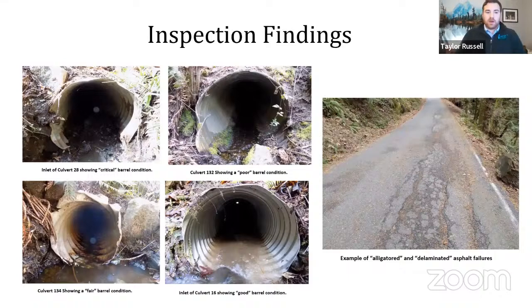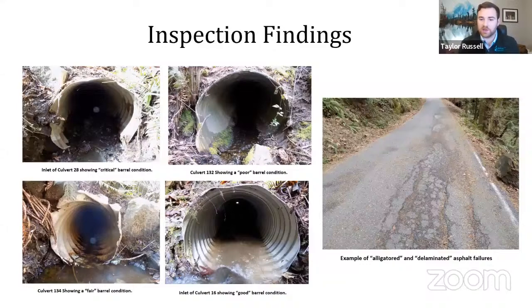So here's our findings. Here are some pictures of different culverts in different conditions. On the top left, you can see that culvert 28 has a critical barrel condition. We definitely found quite a few of these, unfortunately, where basically the bottom was completely gone, completely rusted away, and they need to be replaced pretty quickly. We'll talk about that a little bit later, but it shows you the different spectrum of our rating system that we have here for culverts.